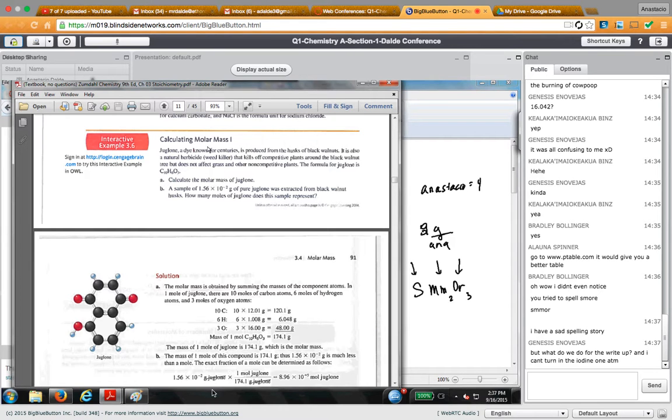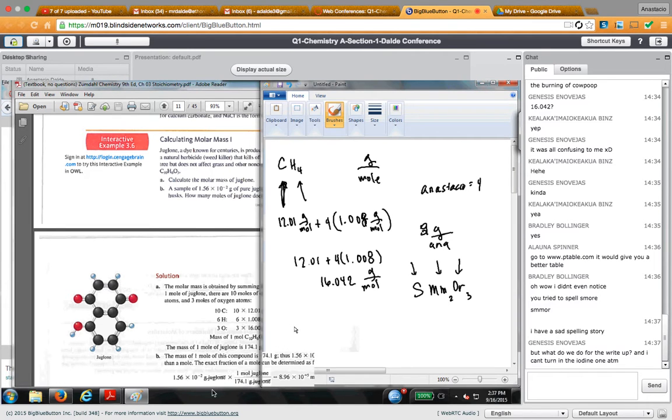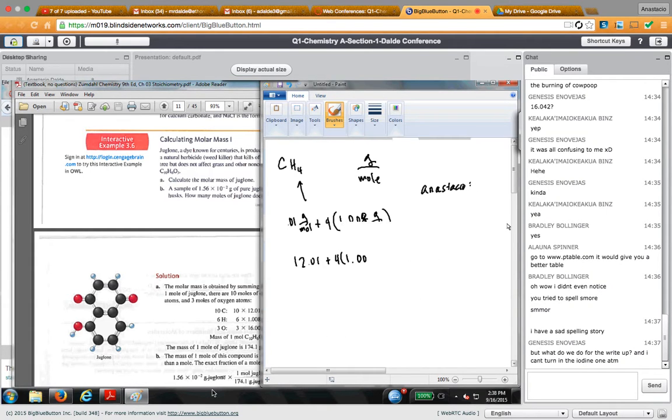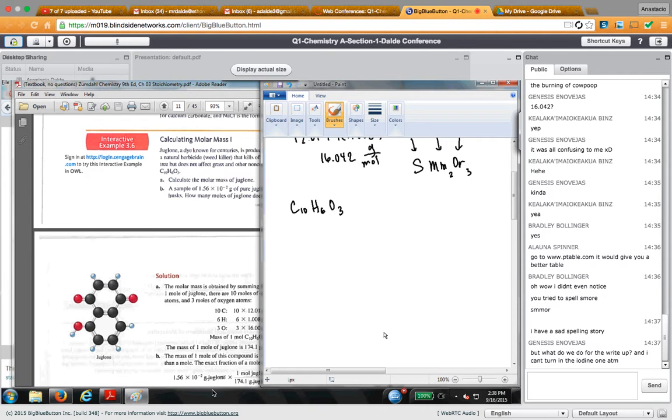Juglone is a dye known for centuries to be produced from the husk of black walnuts. It is also a natural herbicide, a weed killer, and it kills off competitive plants around black walnut trees, but does not affect the grass and non-competitive plants. The formula for Juglone is C10H6O3. What is the molar mass of Juglone?